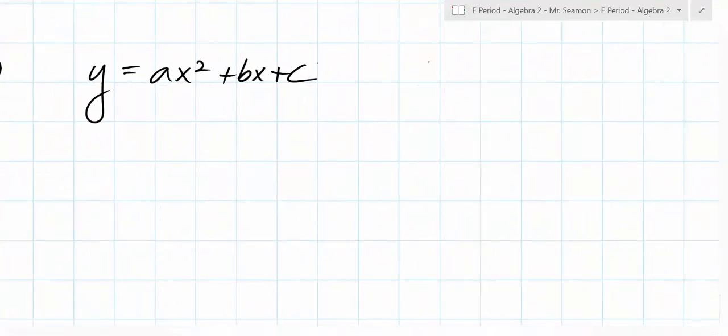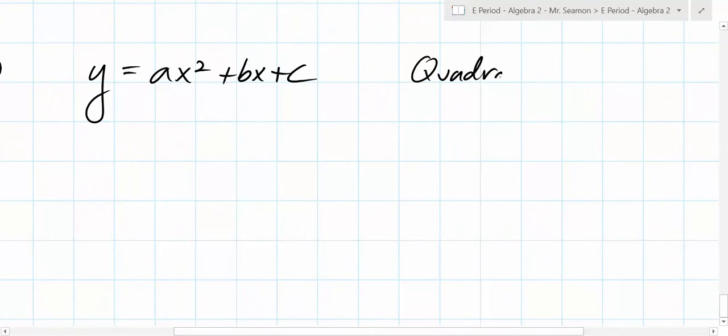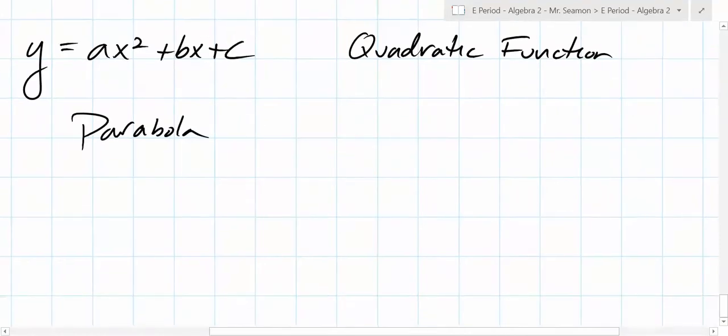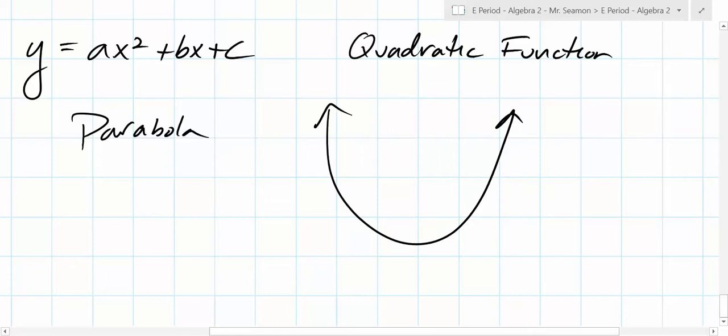This is a quadratic. Do you remember what the graph is called? What's that shape called? It's a parabola. What does a parabola look like? What shape? A giant U. Looks like the giant U, exactly, right there.